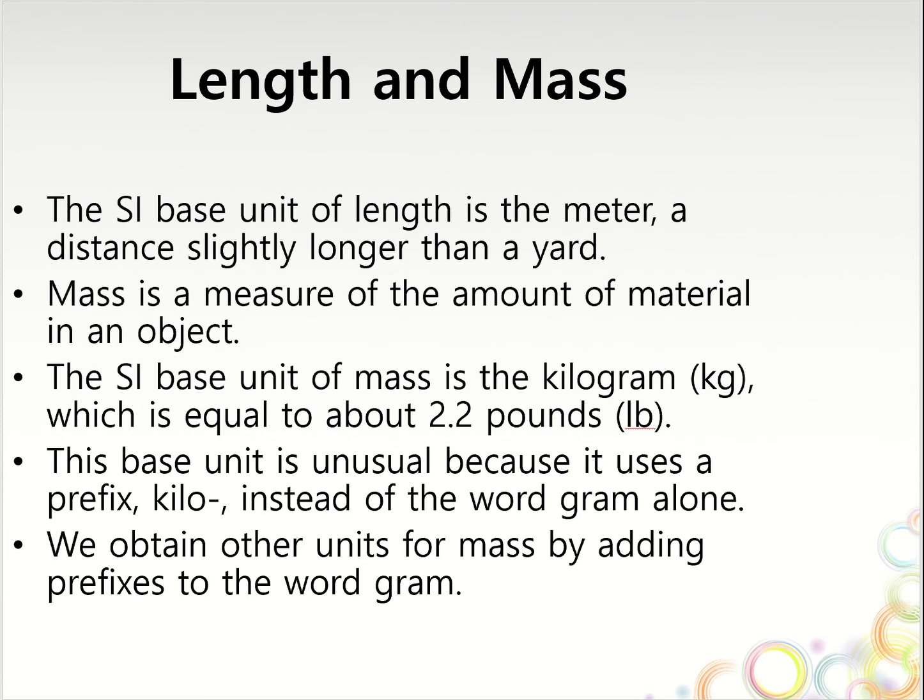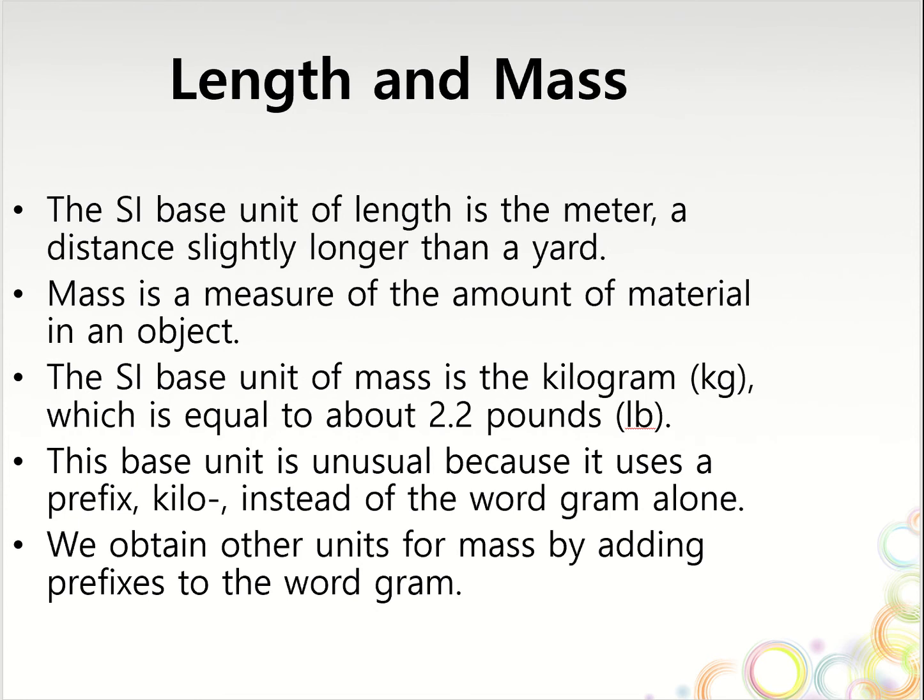All right, so the first units we're looking at are length and mass. The SI base unit of length is the meter, a distance slightly longer than a yard. Mass is a measure of the amount of material in an object. The SI unit for mass is kilo, which is the prefix, and then gram, kg, which is equal to about 2.2 pounds. So if you go into the supermarket, you might see either kg or lb.